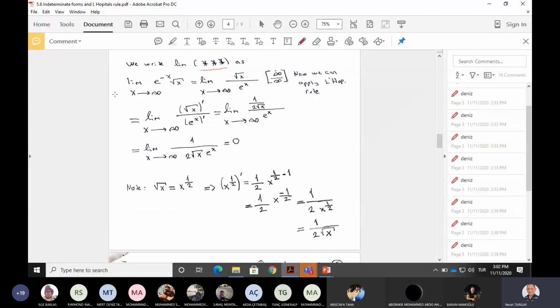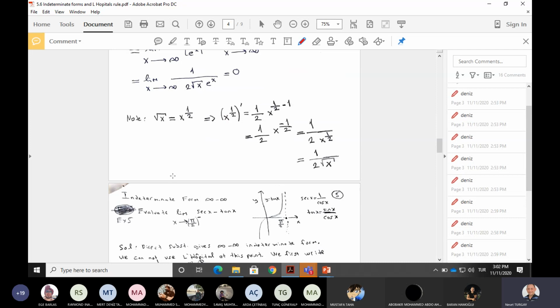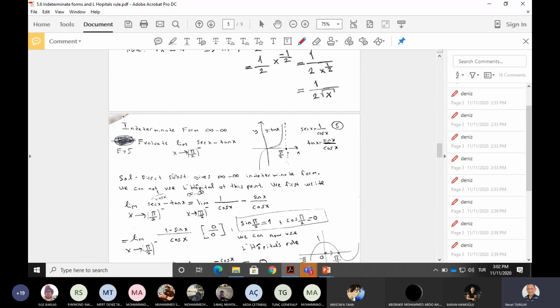Okay, perfect. In here I just wrote, sometimes students were asking me why the derivative of root x is like that, so this is the reason, but I'm sure all of you know this.